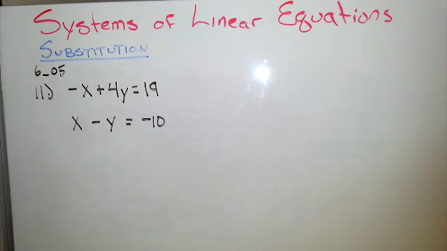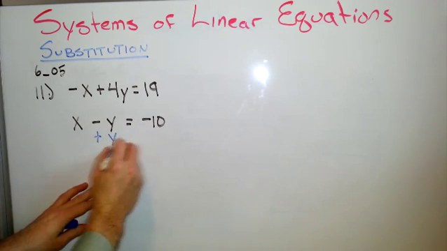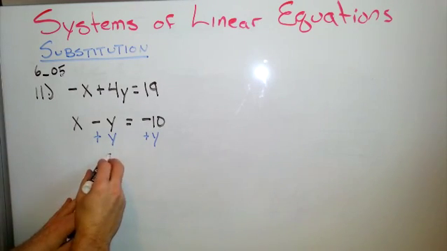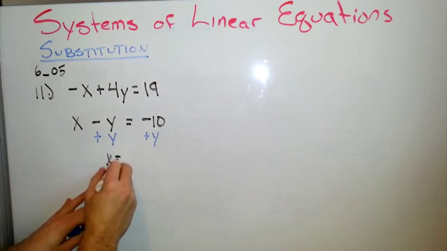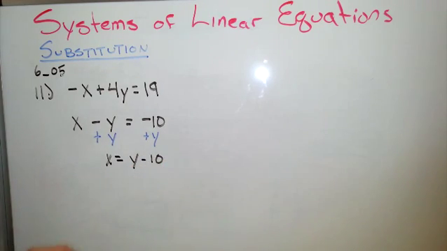So I'm going to have to do that. It doesn't matter which one you use, I'm going to use the second one. And I'm going to get x by itself because I see it's positive and there are no numbers in front of it. There will be only one step required to isolate x, and that would be to add y to both sides. My end result will be x equals y minus 10.